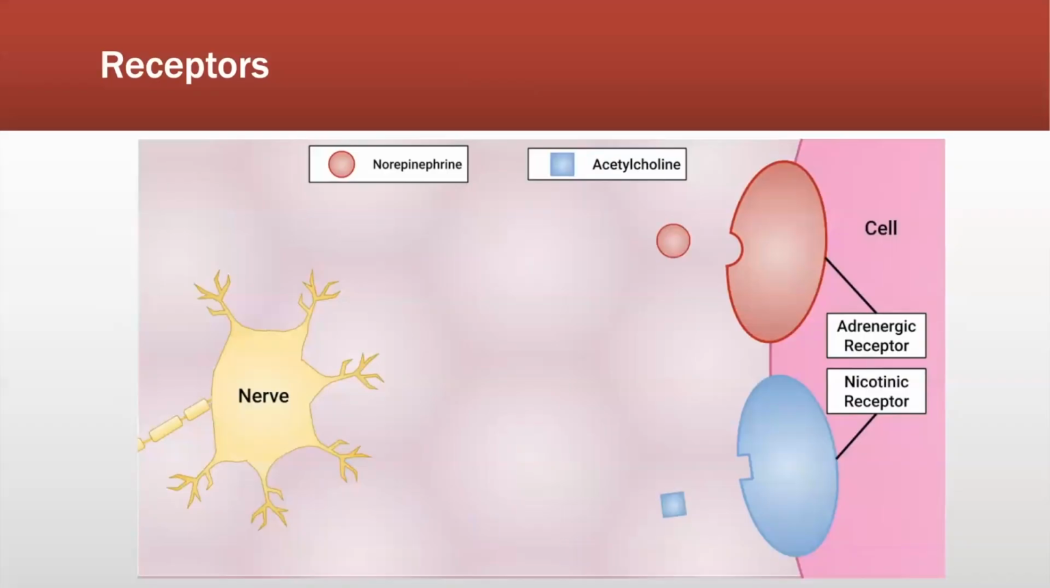All right, moving on to receptors. A little bit about my background: for my undergrad, I was a biochemistry and molecular biology major, but then I fell in love with the bedside. So I have a specific passion for biochemistry. In our cells, we have all these different kinds of receptors.